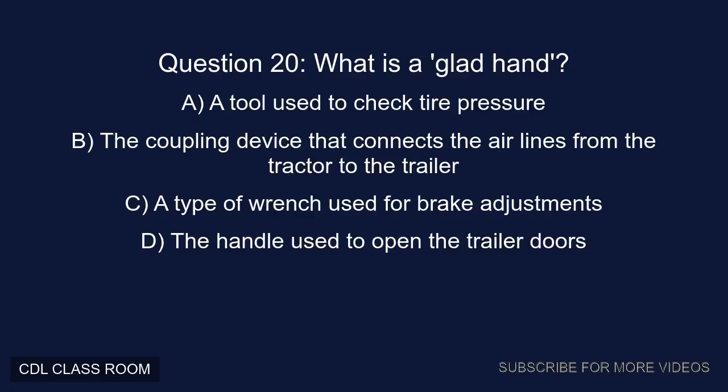Question 20. What is a glad hand? A. A tool used to check tire pressure. B. The coupling device that connects the air lines from the tractor to the trailer. C. A type of wrench used for brake adjustments. D. The handle used to open the trailer doors. Correct answer, B. The coupling device that connects the air lines from the tractor to the trailer.